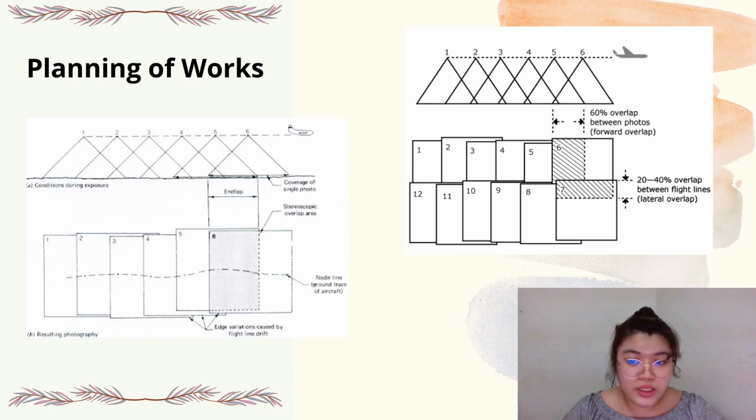In the pictures, we can see that the flight is flying at the same height. It will also follow the nadir line. And when it is taking the images, we need to make sure that there is 60% overlap between photos and 20 to 40% overlap between flight lines.